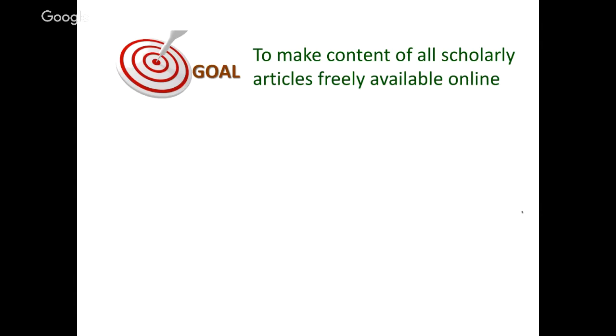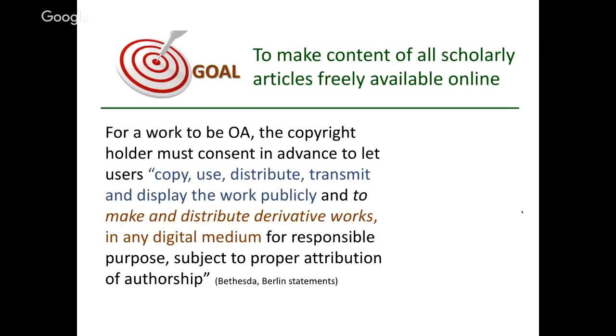So we are all aware that the goal of open access is to make the content of all scholarly articles freely available online. To understand open access, we have to know that there are two components. The first component is where the copyright owner provides consent in advance to let users copy, use, distribute, etc. What this does is remove the access barrier and the price barrier. When you publish your work online in an open access journal, it is available to anybody in the world with internet access, and it's available for free.